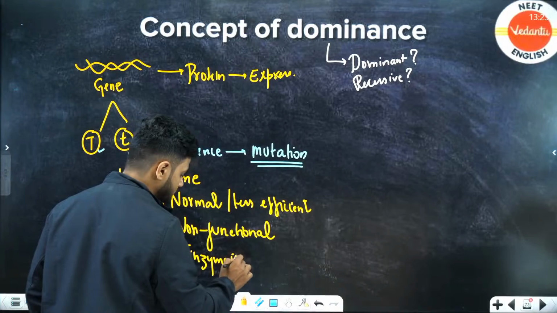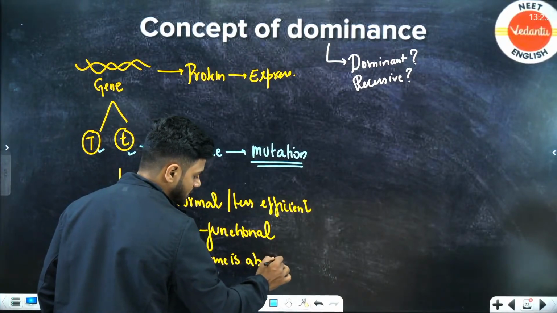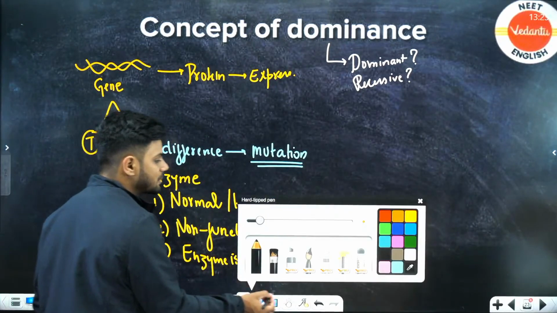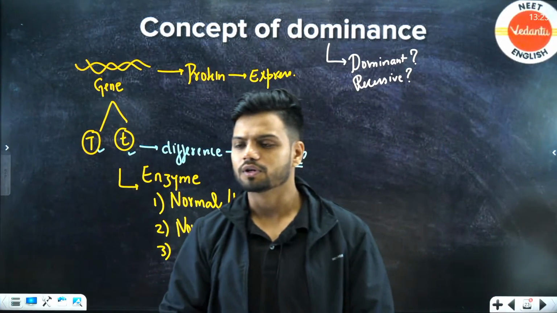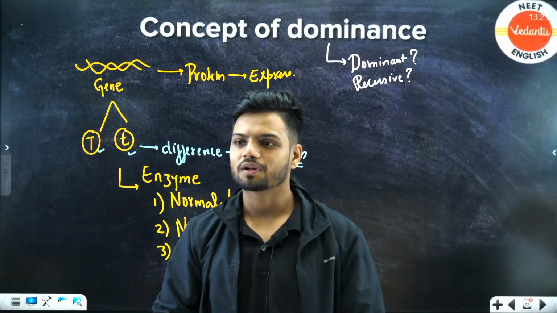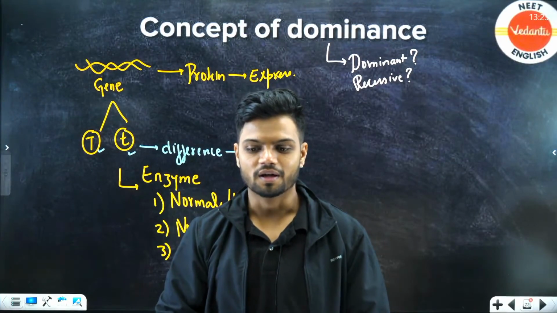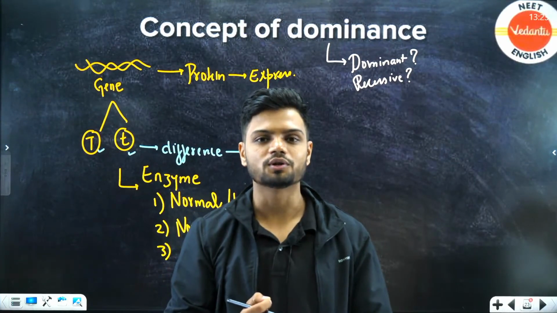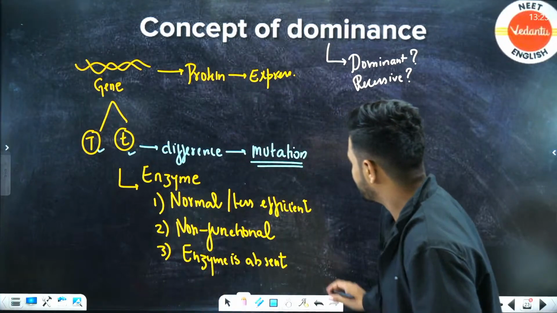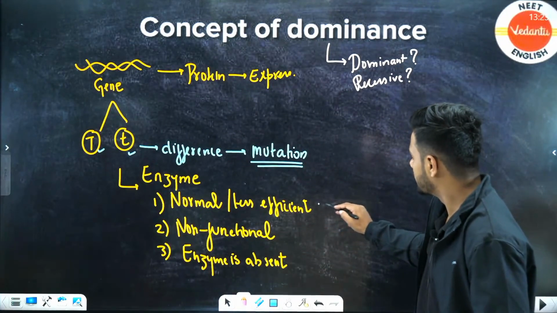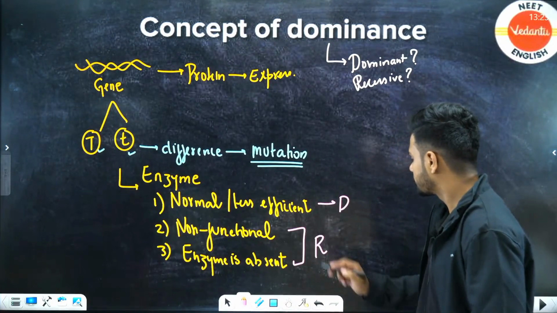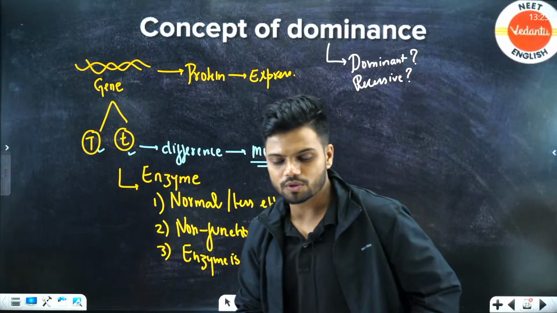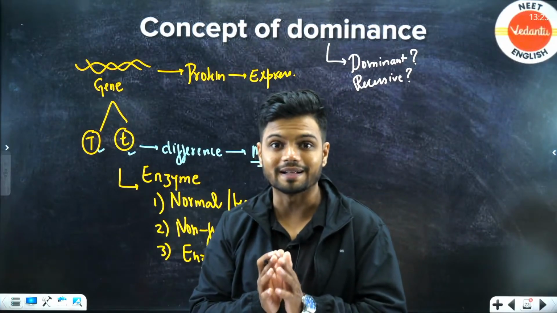Enzyme is absent. Now students, this concept of dominance and recessive originated from something called mutation. Here, when the enzyme is normal or less efficient, it is dominant, and in these two cases it is recessive. It is recessive in nature. So students, that's why I told you before.